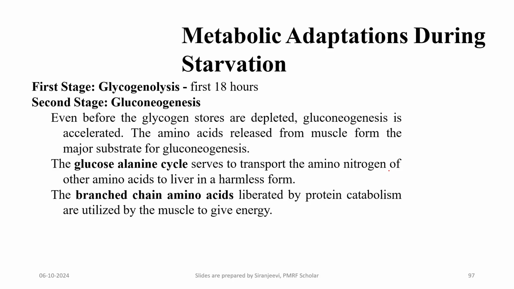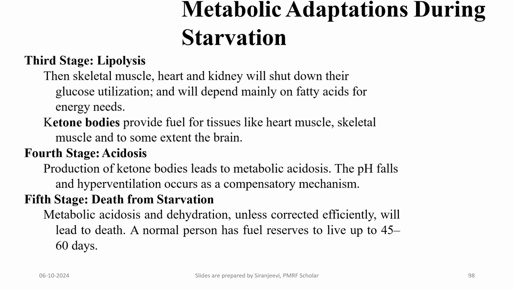So the starvation usually has multiple stages. The starvation, which means after the 1 or 2 days of the fasting. So the first one is the glycogenolysis, which takes place for the first 18 hours. Then the second stage will be the gluconeogenesis. Once all the stored glycogen is depleted in the liver, then the gluconeogenesis will take place, and that is also coupled with the glucose alanine cycle of the muscle system. And the branched chain amino acids are also liberated by the protein catabolism or utilized by the muscle to give energy.